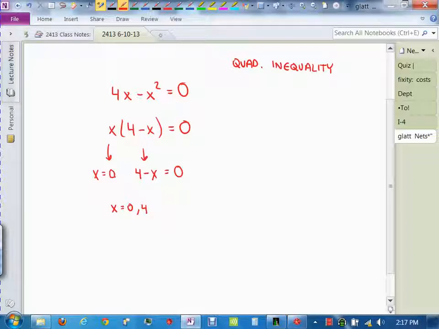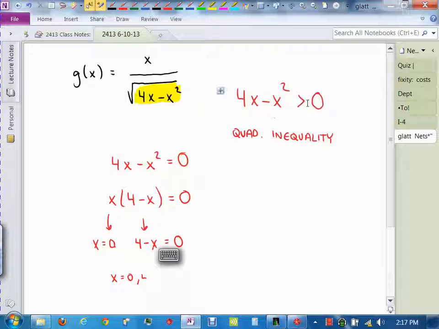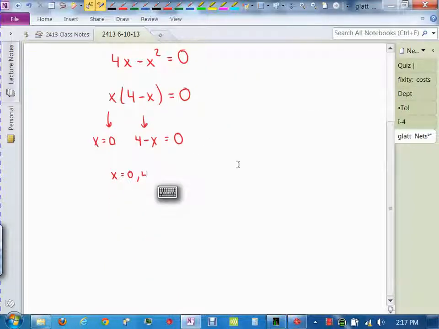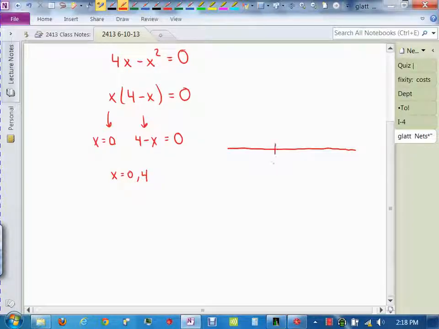Now, do I want those as my answers? What would happen if I plug in 0 or 4 according to this? I would get 0 to come out. And I don't want 0, do I, right? I wanted it to be bigger than 0. But why is this useful to me? Let's see. Because if I go to a number line now, and I say 0 here and 4 here, I don't want those as part of my answer, right?